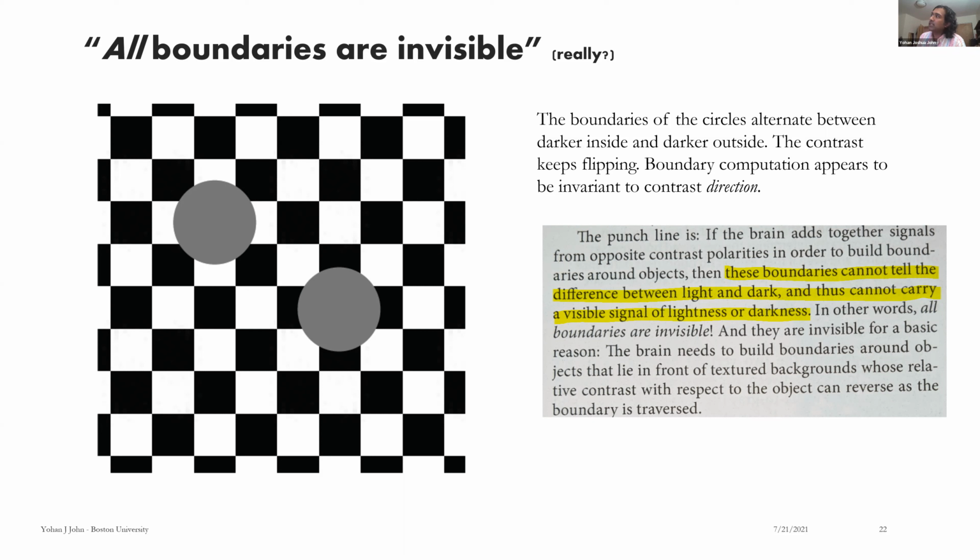But if that's the case, then these boundaries that are constructed cannot tell the difference between light and dark. It's a very interesting point. And they cannot carry a visible signal of lightness or darkness. So this relates in a way to what he thinks a qualia is. So you're constructing something which you used to see, as we'll get to, but you don't actually see it because it doesn't contain any visual information in the normal sense of light and contrast.